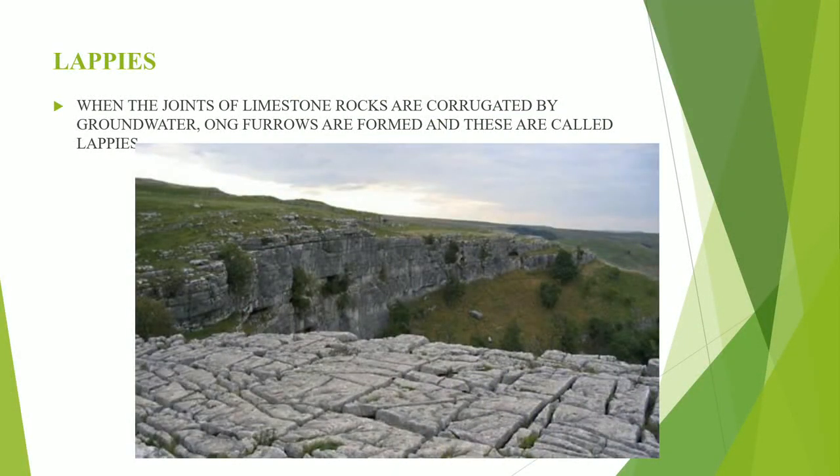Lapis. What is meant by lapis? When the joints of limestone rocks are corrugated. What is meant by corrugated? A surface shaped into a series of parallel ridges and grooves is called corrugated. It is formed by underground water, and furrows are formed, and these are called lapis. What is meant by furrows? Furrows means a long narrow trench made in the ground by a plow.